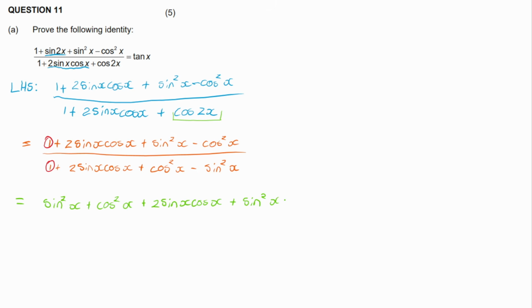You see here, I have a minus cos squared x. So they're going to cancel: the plus cos squared x and this minus cos squared x. I'll show you the cancellation in a moment as well. And then at the bottom, I make the same conversion.